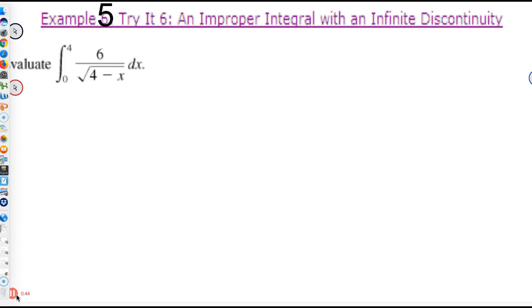And letter D is as normal. So that would be proper. It has no issues between the limits. Are we good with knowing whether one's improper or not? Another infinite bound, asymptote on the interval, that type of stuff.